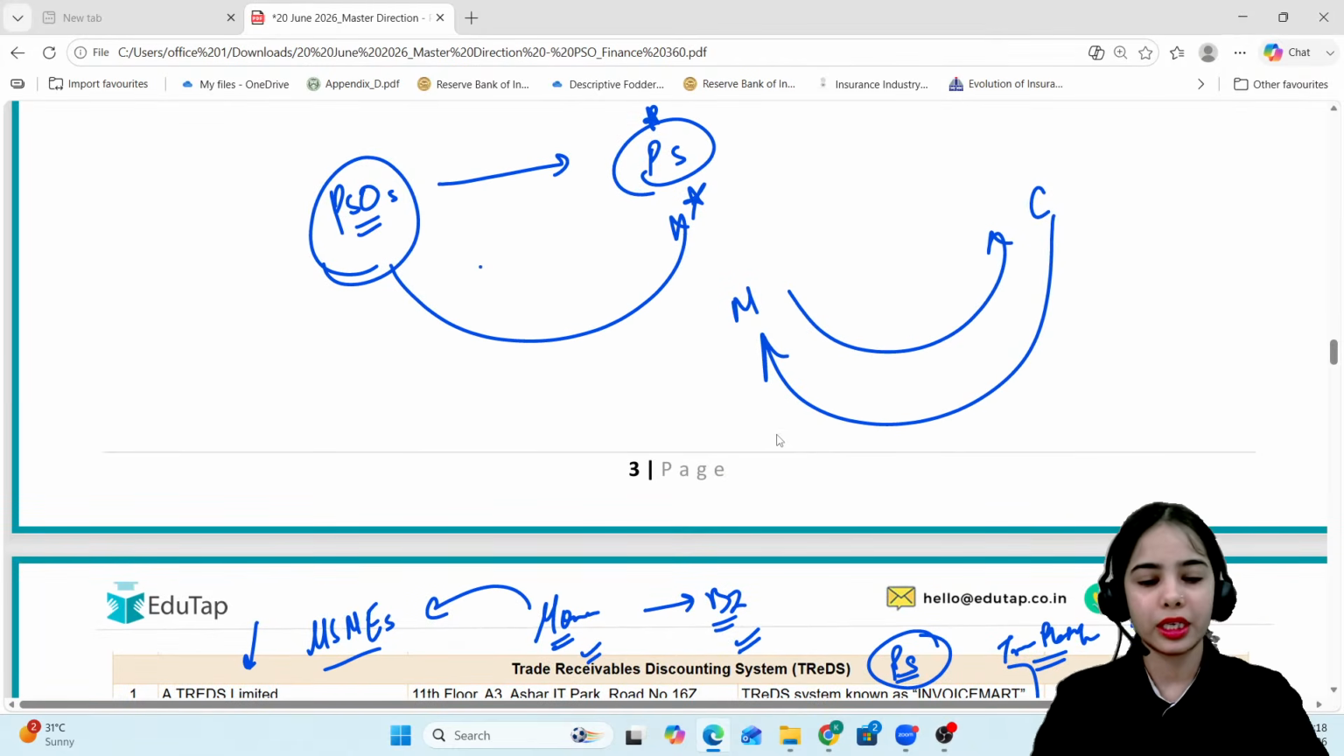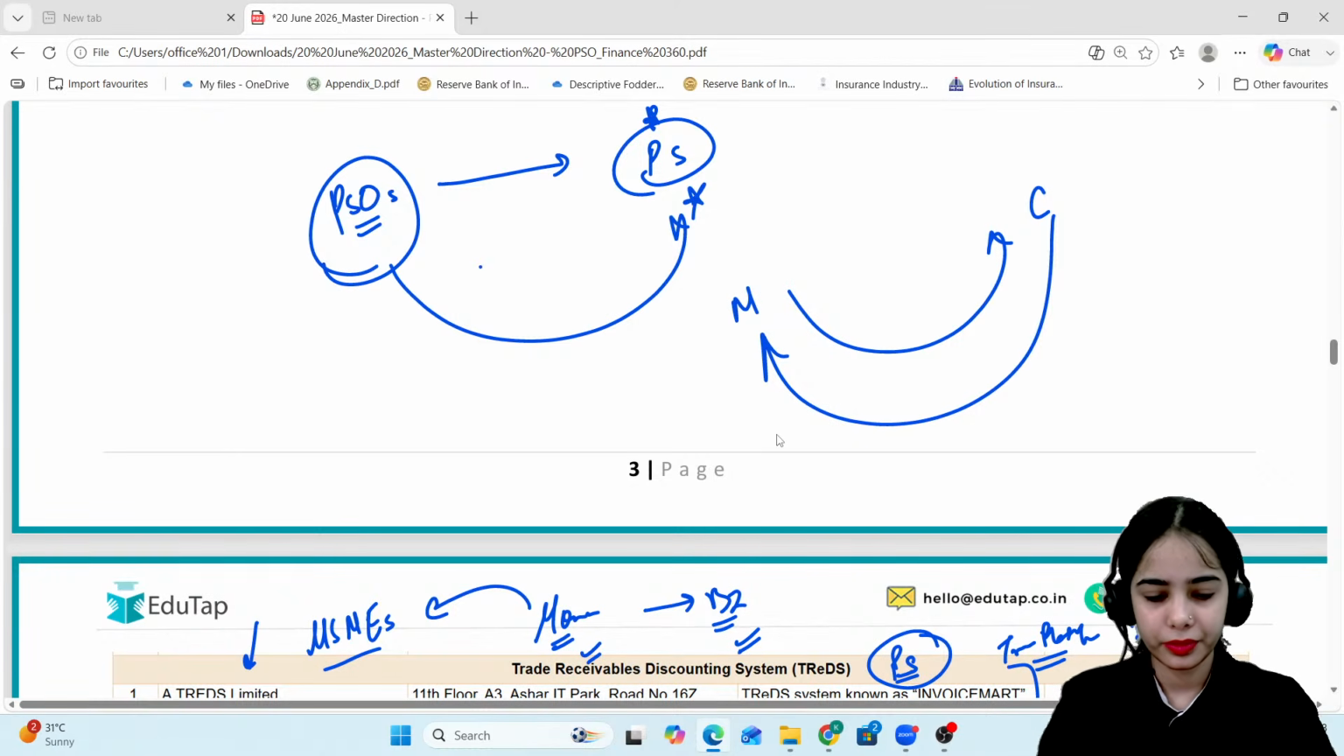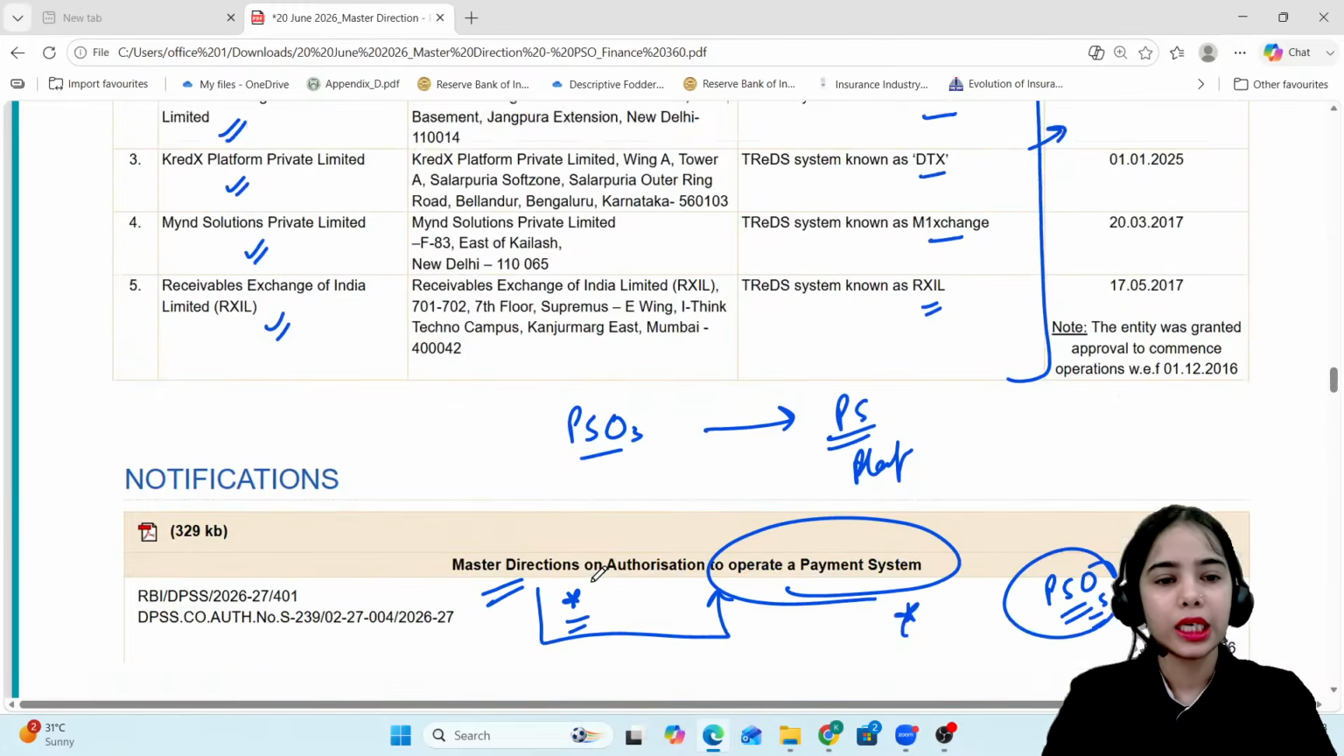Any confusion, anyone till now? Clear? So all clear, right? Chalo, moving forward.